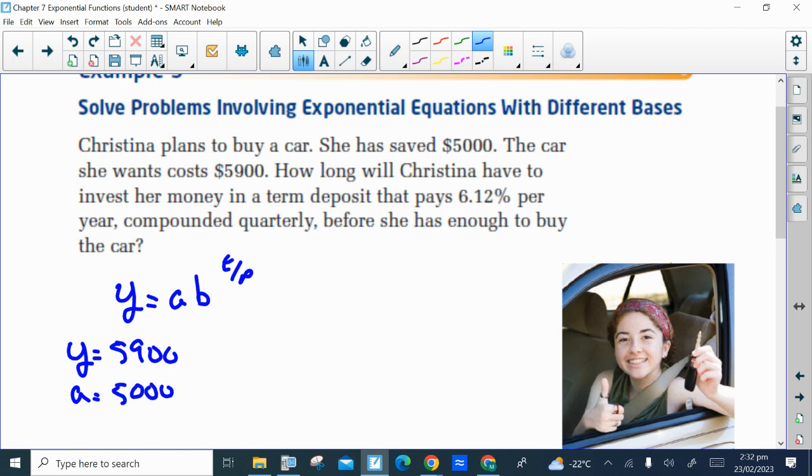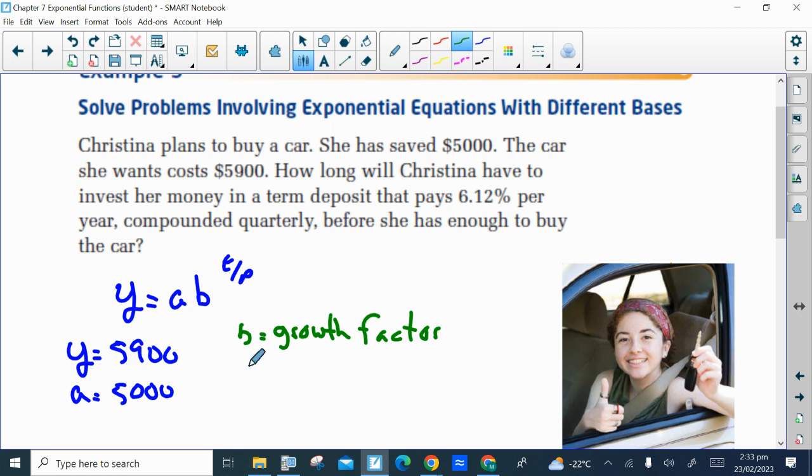Remember that b is the growth factor. So it will be represented by how much the money is growing. And in this case, we are told that the term deposit pays 6.12% per year, but it's compounded quarterly, which is 4 times a year. So every quarter, the interest will be calculated. But it's not calculated on 6.12%, it's calculated on 1/4 of that.